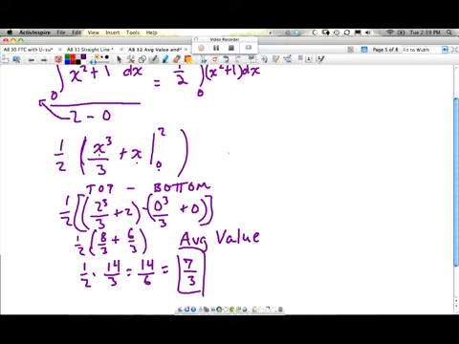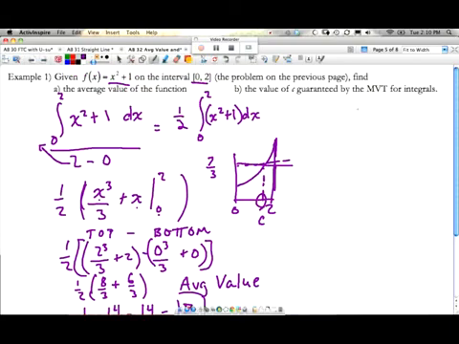So if we're thinking about that curve, x squared plus 1, between 0 and 2, it would look kind of like this. So we're talking about this average value here, this f of c, is 7/3. But then the other question is, what's this value here? And that's what we're about to answer. What is this c that's in the middle?